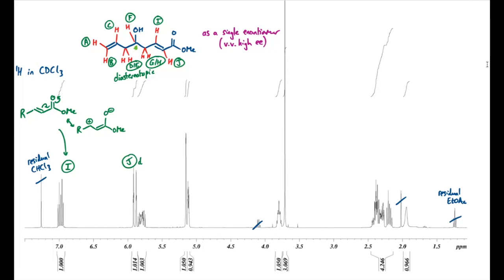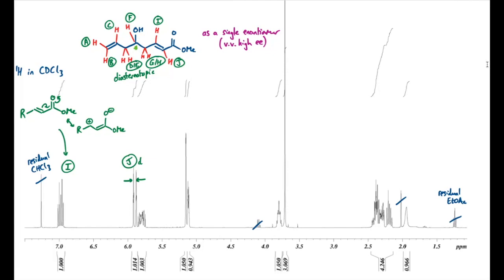It also has a very large J value. We can see that splitting there. That's a characteristic of the E geometry of a double bond. So the other ones, A, B, and C, are going to be the remaining peaks that are between 5 and 6 ppm. We would expect their splitting to be slightly more complicated.